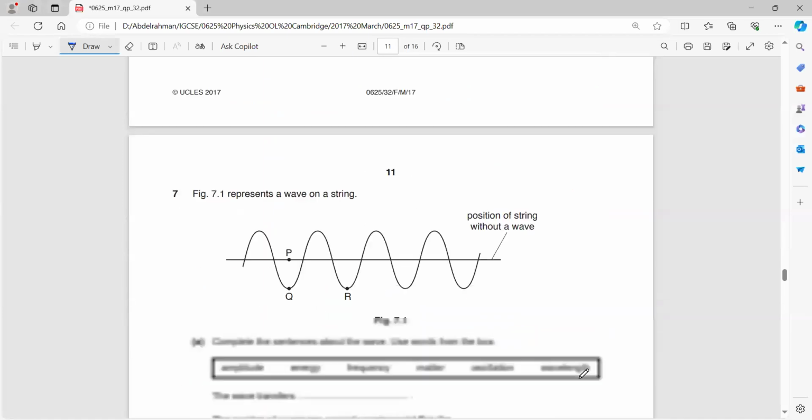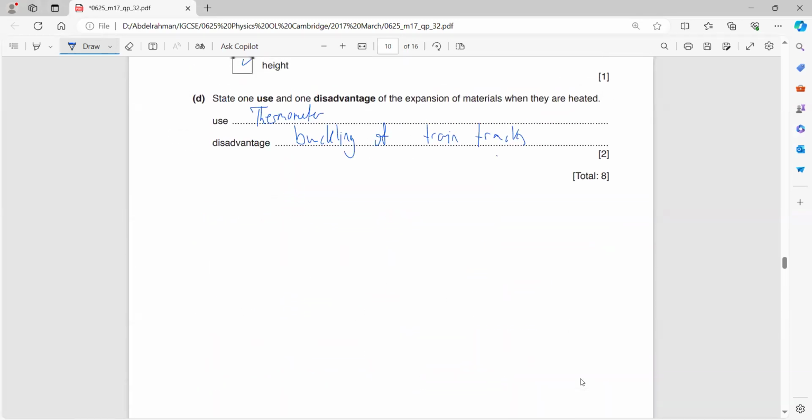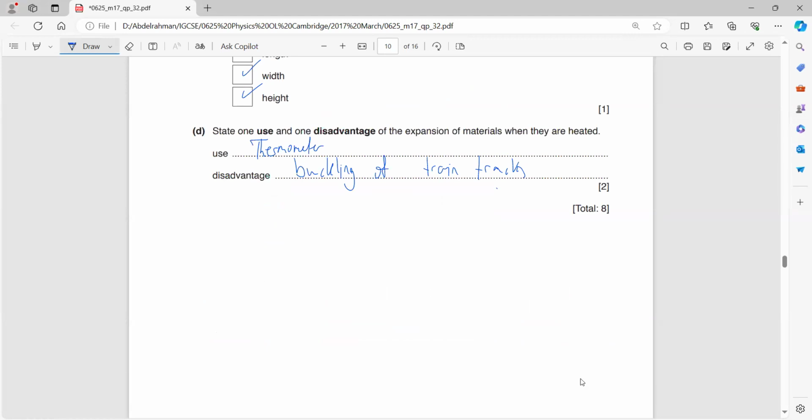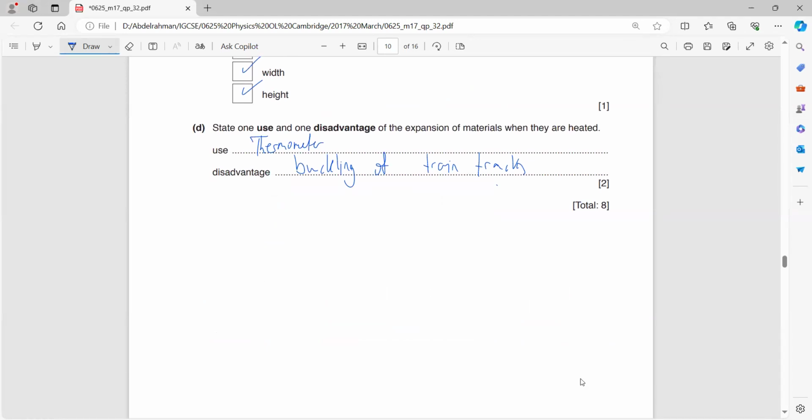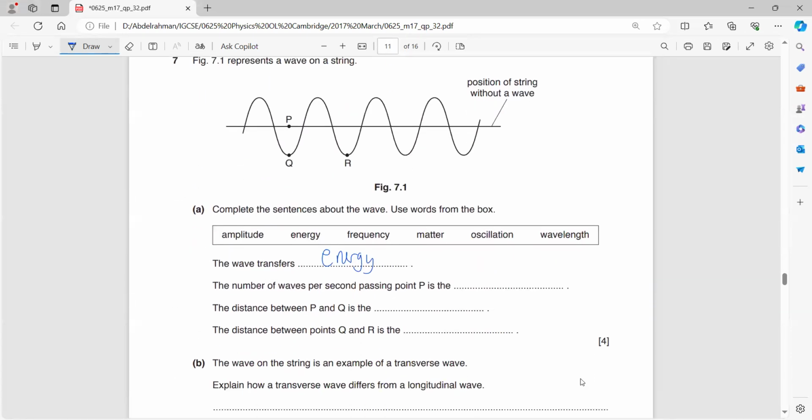I have a wave. The wave transfers what? Definitely the wave transfers energy. The number of waves per second is frequency. What's the problem? The use is thermometer, and the disadvantage is the buckling of train tracks. Well, thermometer and train tracks. The number of waves per second is the frequency.